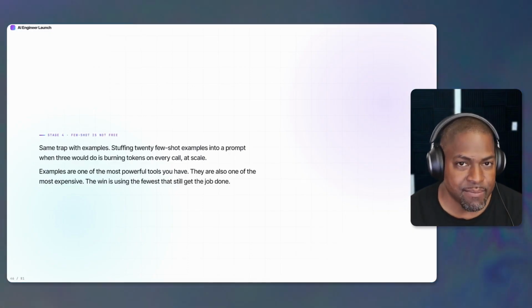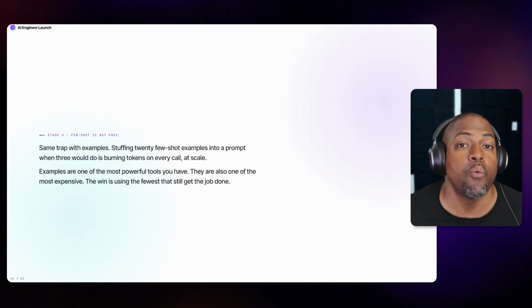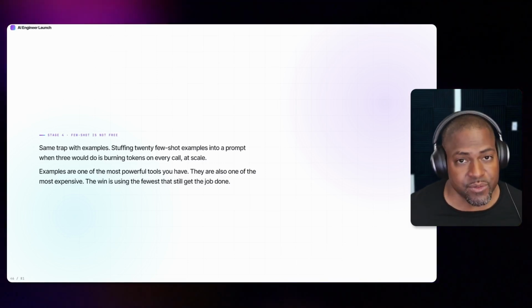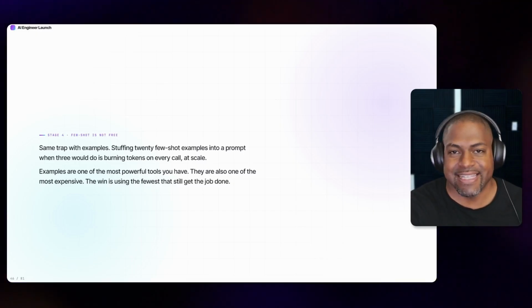Stuffing in 20 few-shot examples when 3 would do is burning tokens on every call at scale. Examples are one of the most powerful tools I have. They're also one of the most expensive. So use the fewest that still get the job done.